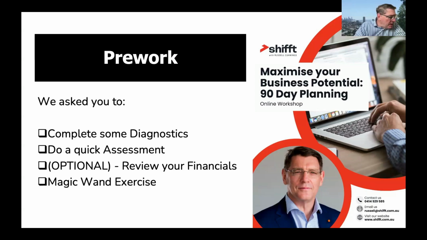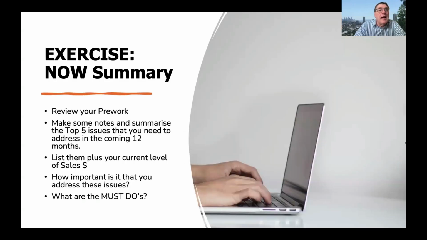Okay. So let's just jump into the now here. And the first thing I want you to do, I'm going to get you to fill out this template in the workbook as we go. So the first one's going to be on sort of page 4. I want you to review your pre-work, make a couple of notes and summarize some of the top issues that you need to address in the last 12 months. And then the important part of this is I want you to list some of those issues, but importantly, you probably need to put down where sales are at in your business at the moment, because we're going to use that in a later session when we talk about the numbers.